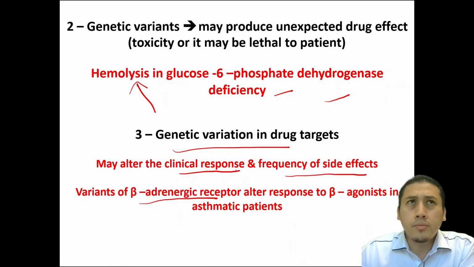And then because of the genetic variation and the change in the binding site, instead of binding to the drug that it is supposed to be binding, it may bind to other types of drugs. For example, it binds to beta agonist instead of inhibitor. It binds to the beta agonist that potentiates the response. So variants of beta adrenergic receptor alter response to beta agonist in asthmatic patients.